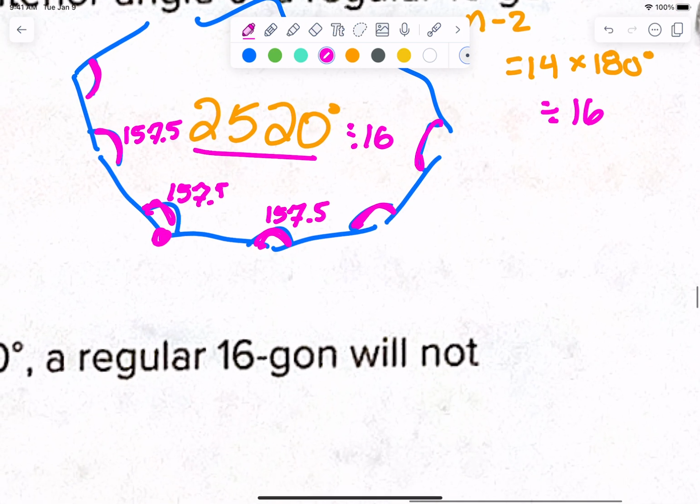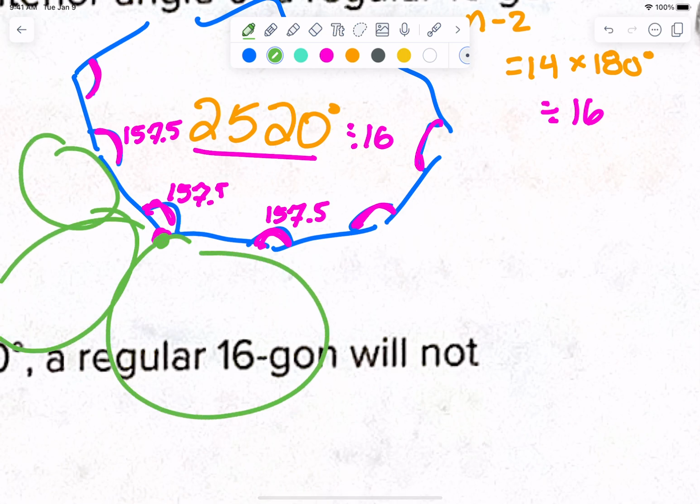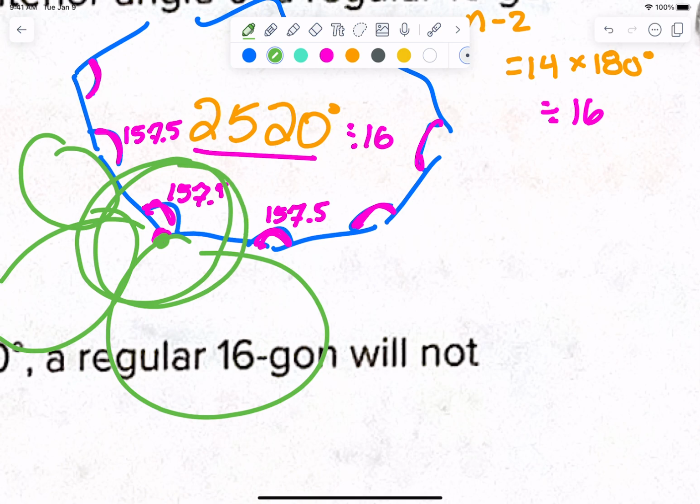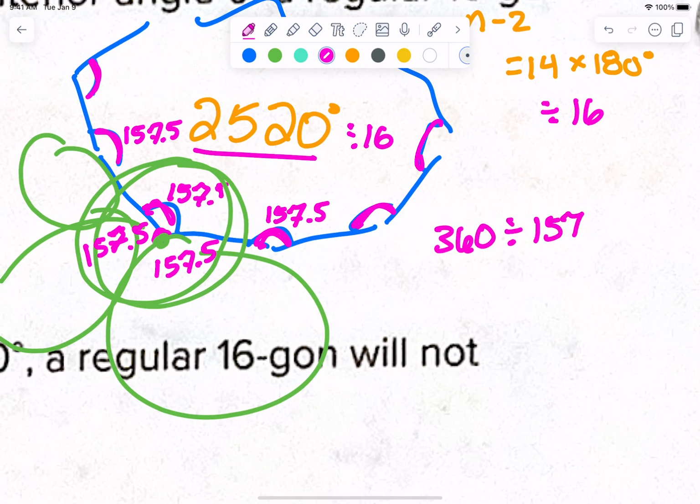So let's pick on this angle. Let's say it's a vertex right here. Okay? And I have another shape here and another shape here and another shape here. Will those tessellate? No. I want this intersection where all of them meet to add up to be 360. Can they add up to be 360 if one of the angles is 157.5? If I have another 157.5, and another 157.5, I don't know how many I need, but will it eventually add up to be a perfect 360? If you take 360 and divide by 157.5, will it come out evenly?